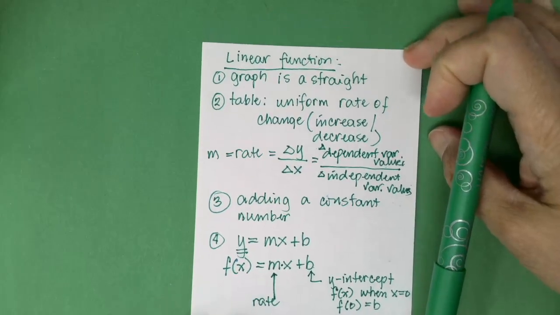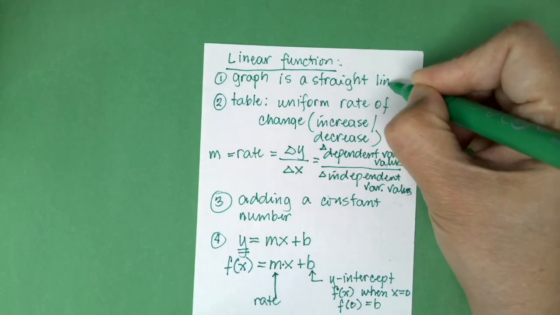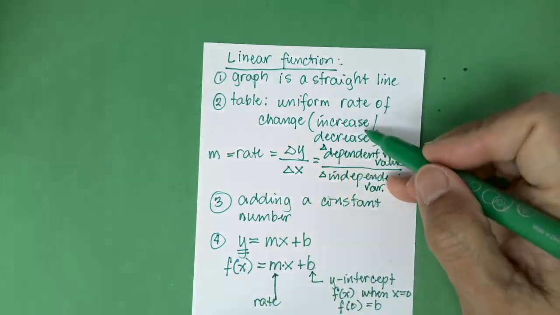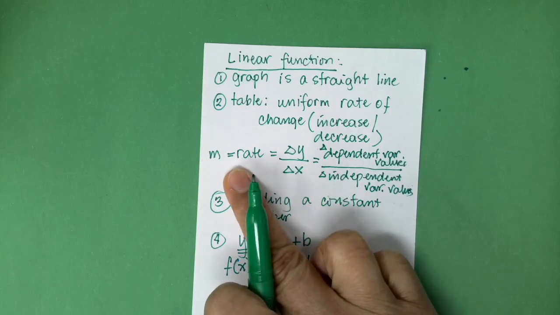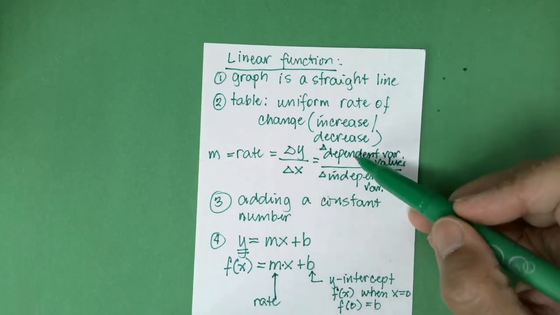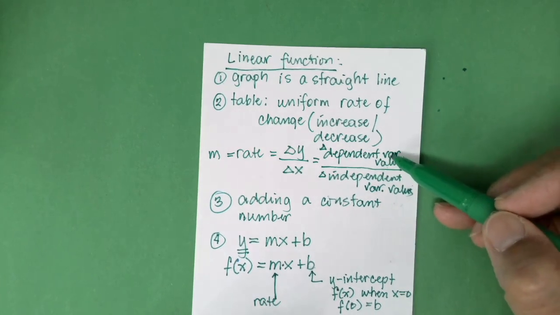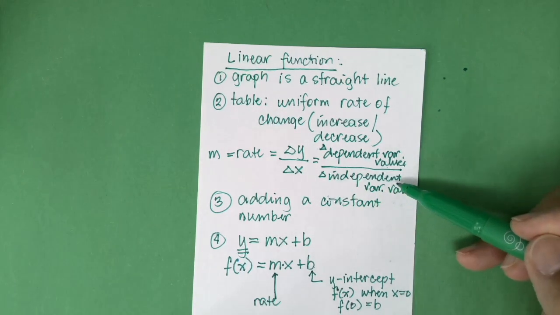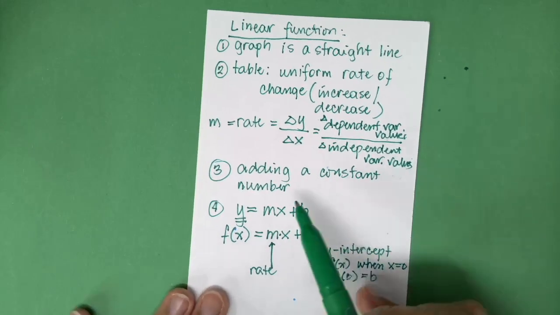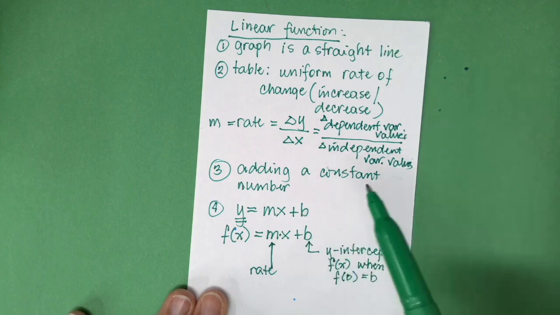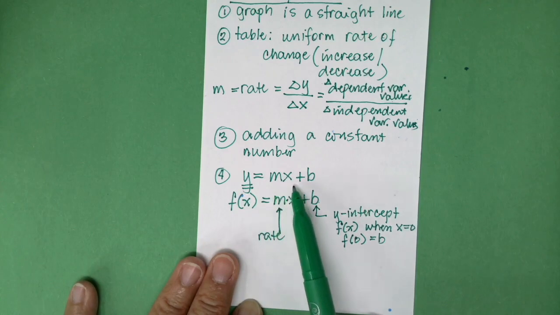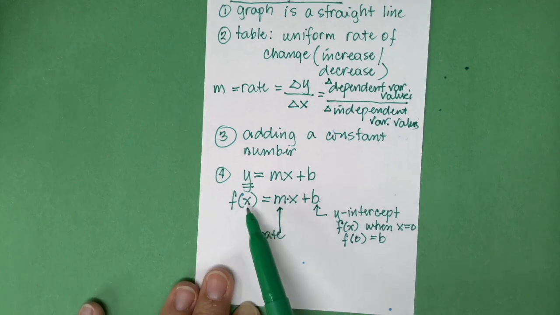To summarize, for a linear function, the graph is a straight line. If you're given the table, you will see a uniform rate of change. The change could be an increase or a decrease. To compute for the rate, it's delta y over delta x: the change in the values of your dependent variable divided by the corresponding change in your independent variable. You will also see a constant number being added, and because of that our equation will be y equals mx plus b, or because y is a function of x, we can also denote y as f of x.